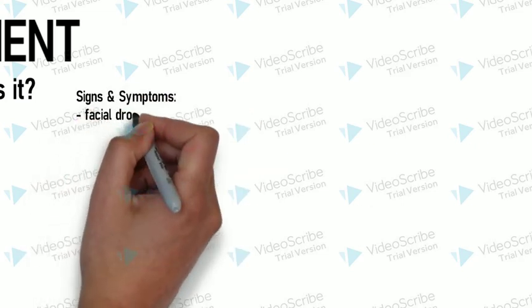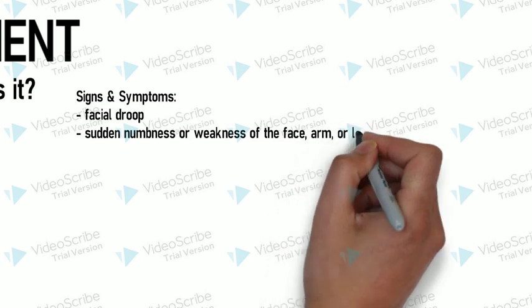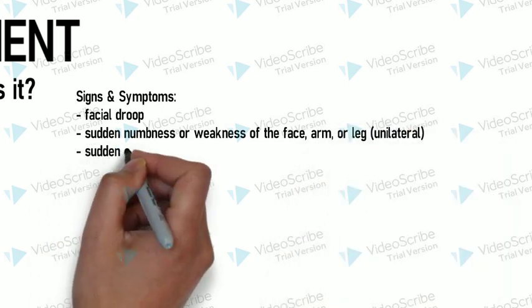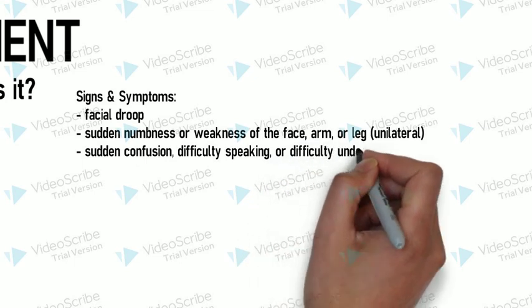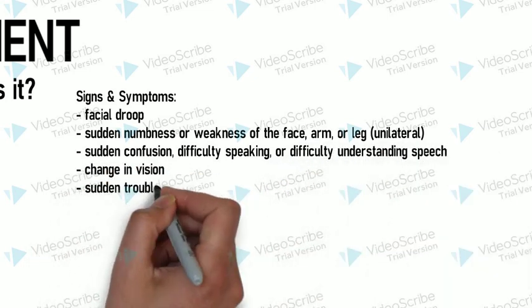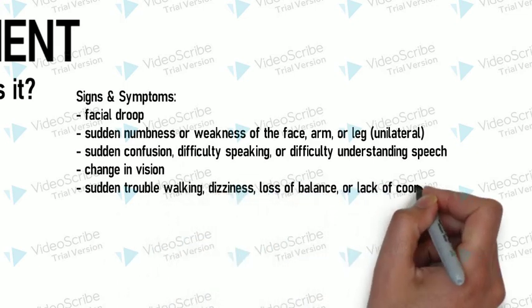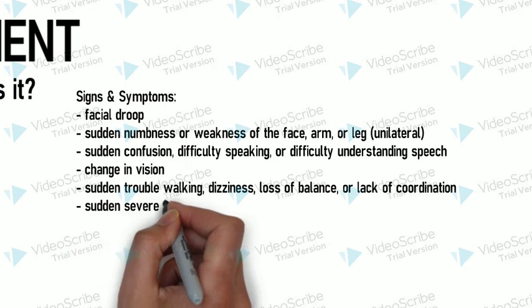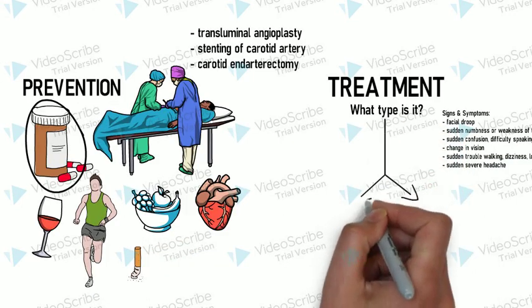Signs and symptoms of a stroke include facial droop, sudden numbness or weakness of the face, arm, or leg, especially on one side of the body, sudden confusion, difficulty speaking, or difficulty understanding speech, change in vision, sudden trouble walking, dizziness, loss of balance or lack of coordination, and sudden severe headache with no known cause.